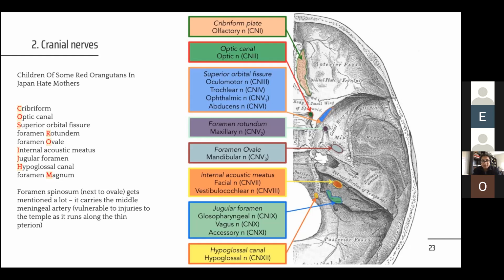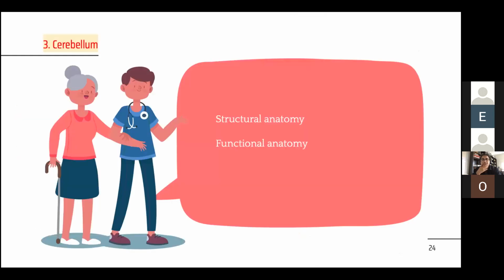Yeah, we're up to cerebellum next. Does anyone have any questions about the brainstem before we move on? No? Okay. So with the cerebellum, we'll split it into structural anatomy and functional anatomy.